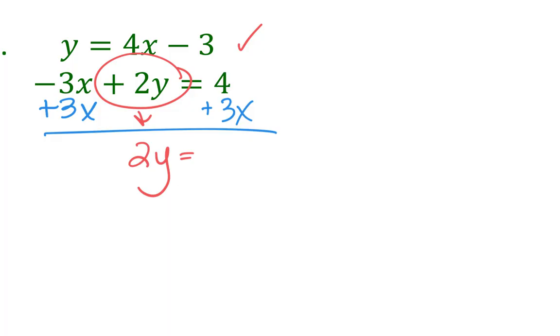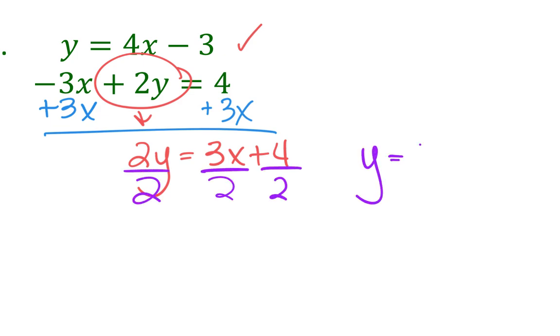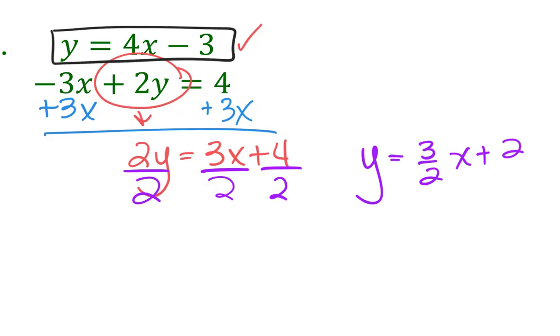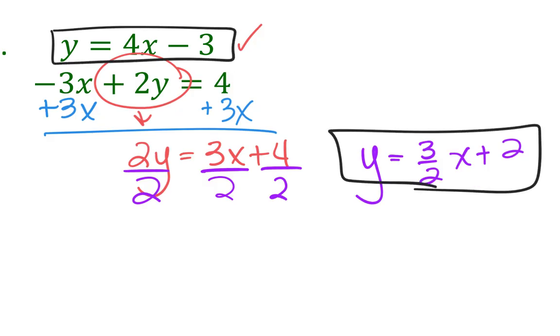And then what am I going to write on the right side? 3x plus 4. What do I have to do to everything? Divide by 2. So then we get y is equal to 3 over 2x plus 2. So this is our first equation. Our first equation was already done. And then this is the second equation we're going to enter in the calculator, okay?